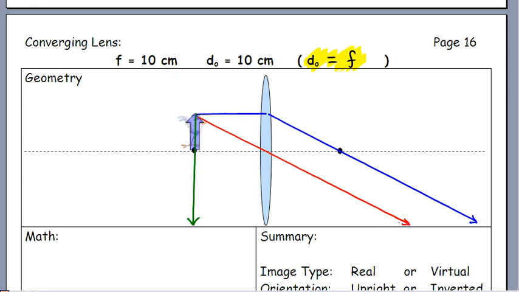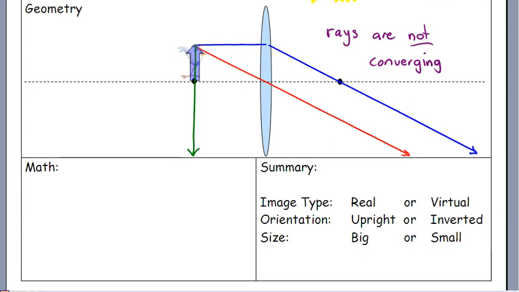So do the rays ever cross each other? No. This is bad. The rays are not converging. Well, that wasn't super helpful. Let's try the math out and see what the math says for how this works.